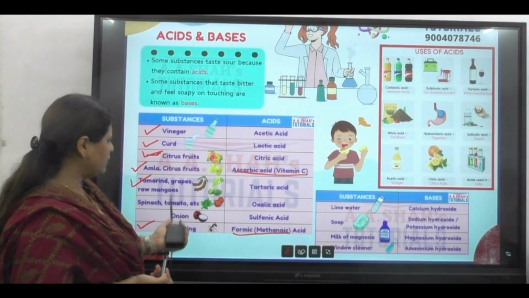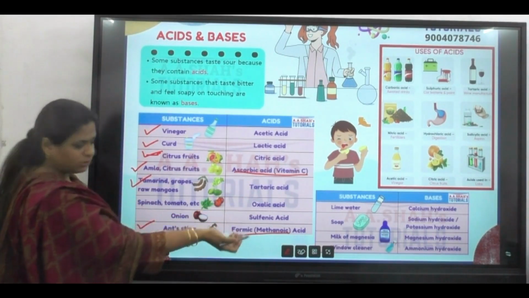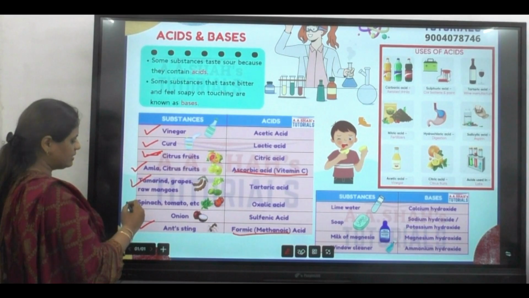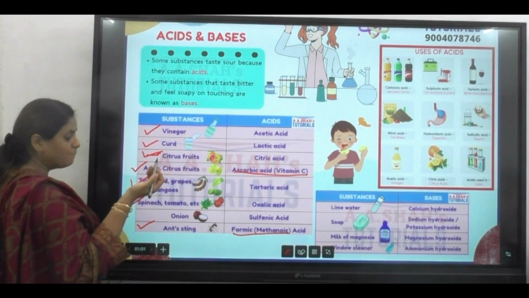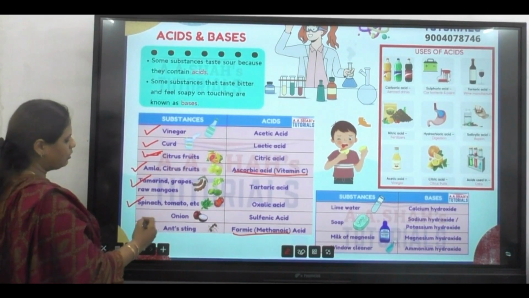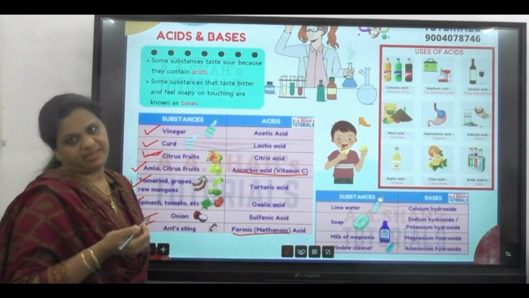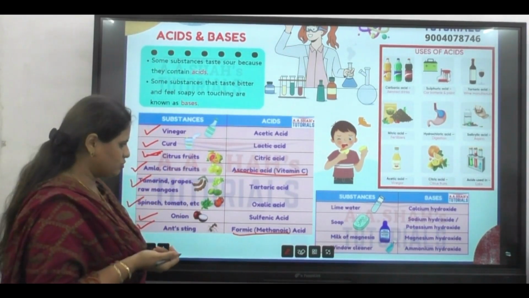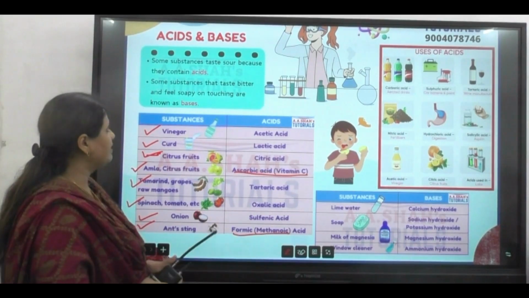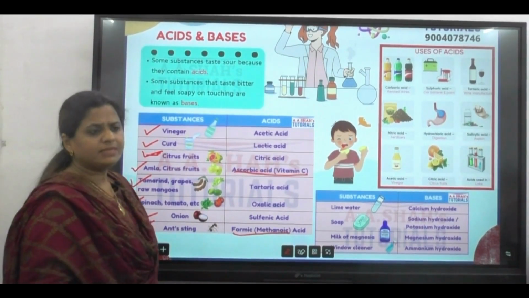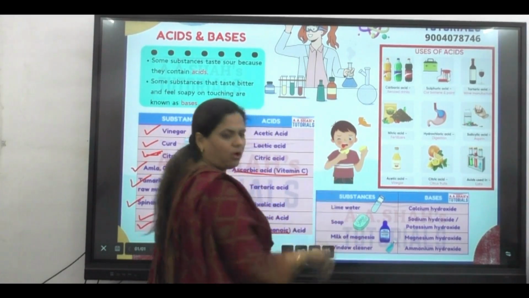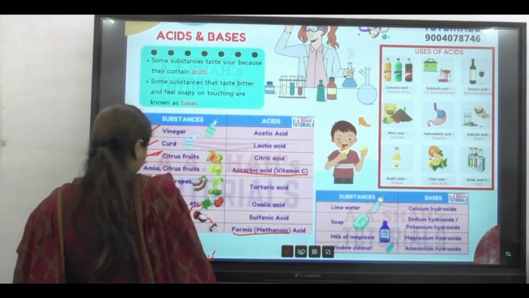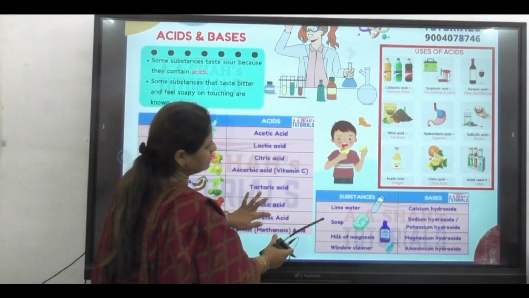Two more which you need to know are about oxalic acid. Oxalic acid is present in vegetables like spinach and tomato, your palak and tomatoes. And onion also has an acid which is called sulfonic acid, which also makes you cry. So these are the acids which are present in various substances. Apart from this, the base is present in these 4 common substances and you need to remember them. What are these bases? You can see here.